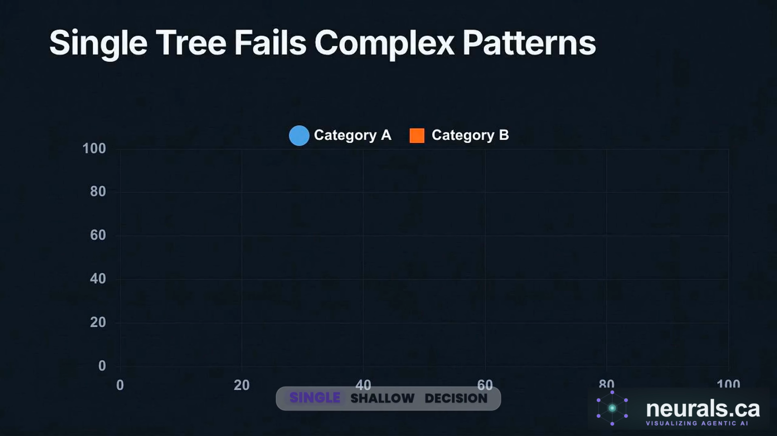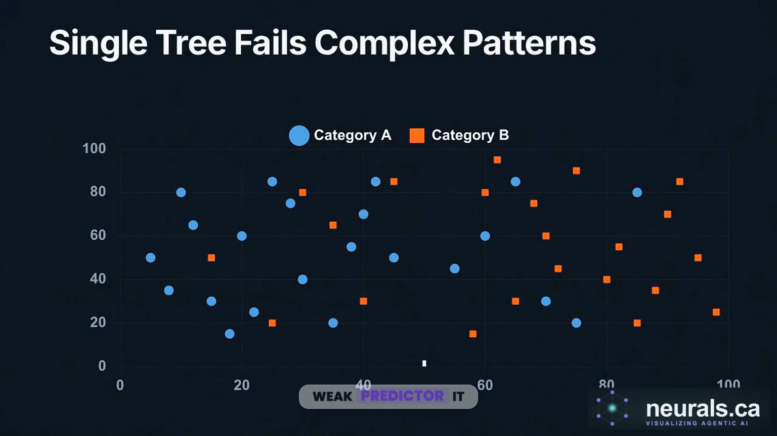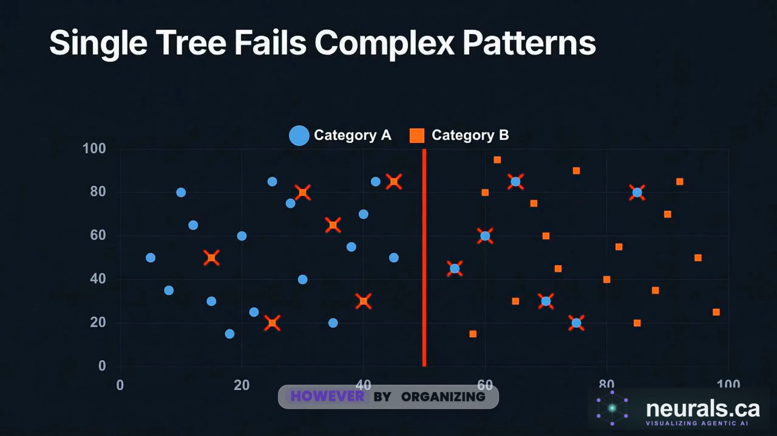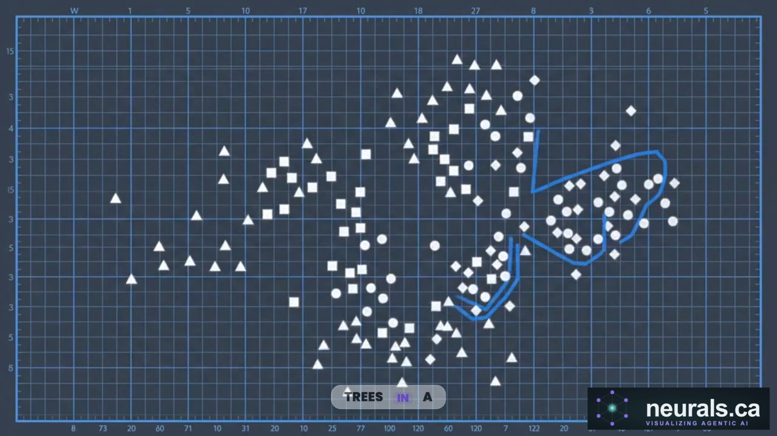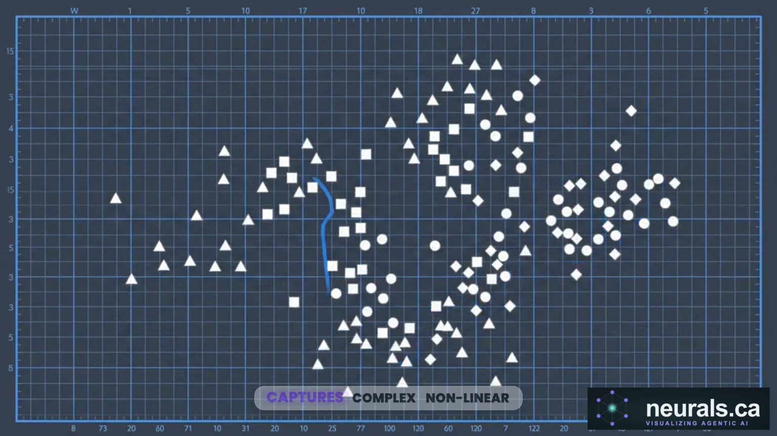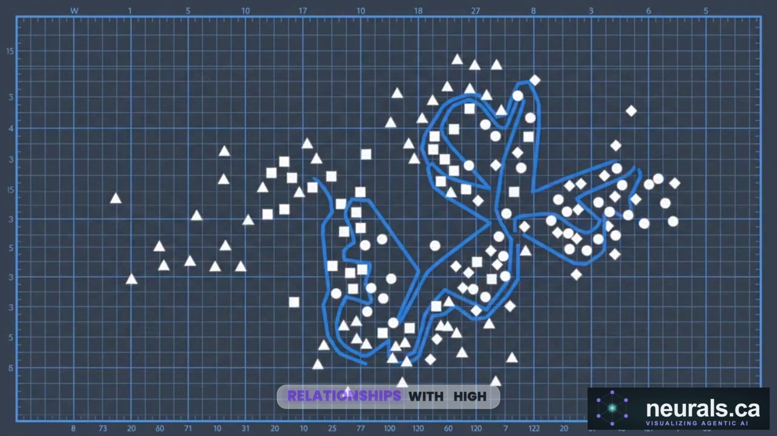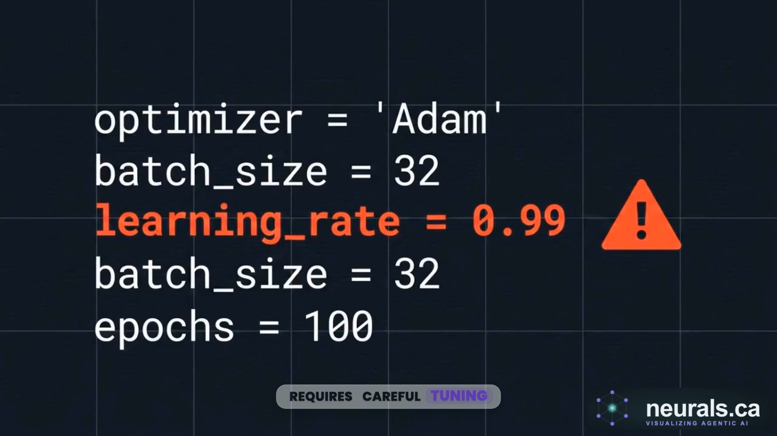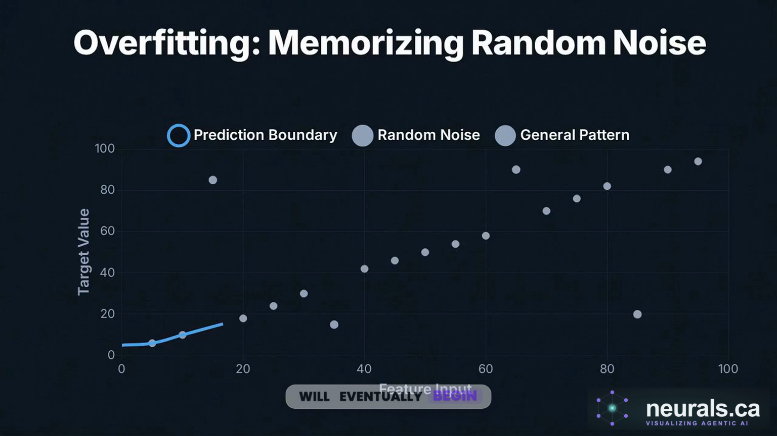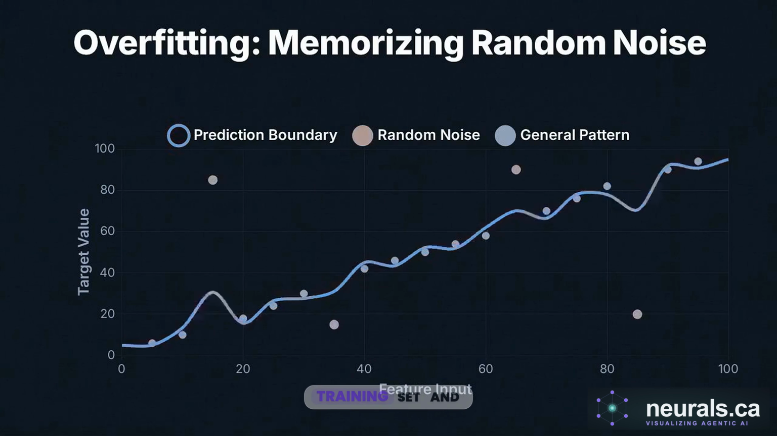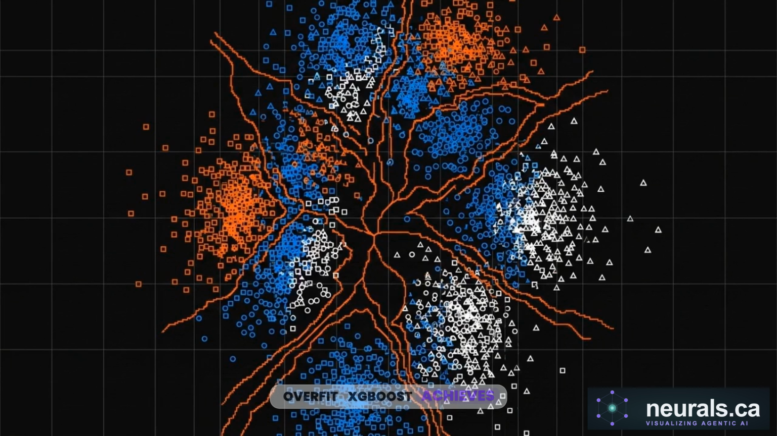On its own, a single shallow decision tree is a weak predictor. It can only capture a small fraction of the patterns in the data. However, by organizing thousands of these trees in a sequence, we create a model that captures complex, nonlinear relationships with high precision. This precision requires careful tuning. If the learning rate is too high or the sequence is too long, the model will eventually begin to memorize the noise in the training set and overfit. XGBoost achieves its accuracy by breaking a difficult problem down into thousands of micro-corrections.